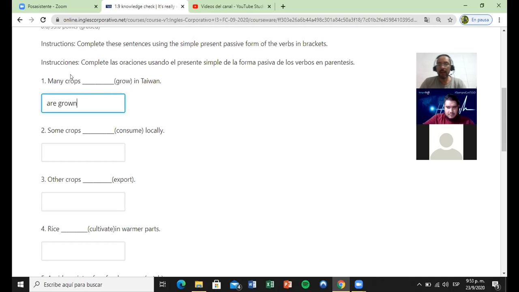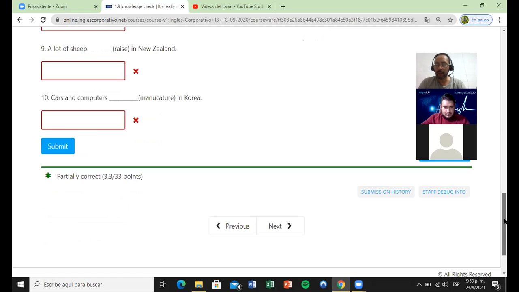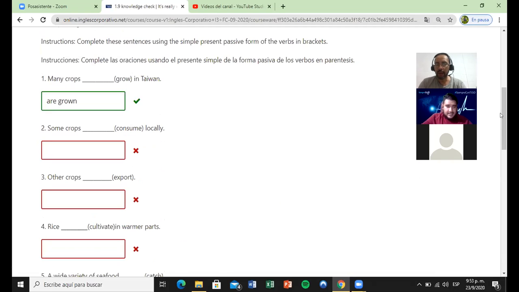Because here, the crops do not grow themselves. Someone has to grow them. That's why it is called the passive. So basically, in Taiwan, many crops are grown. And in the active, Taiwan grows many crops, exactly. But we are putting it in the passive. Okay. Perfect. Thank you.